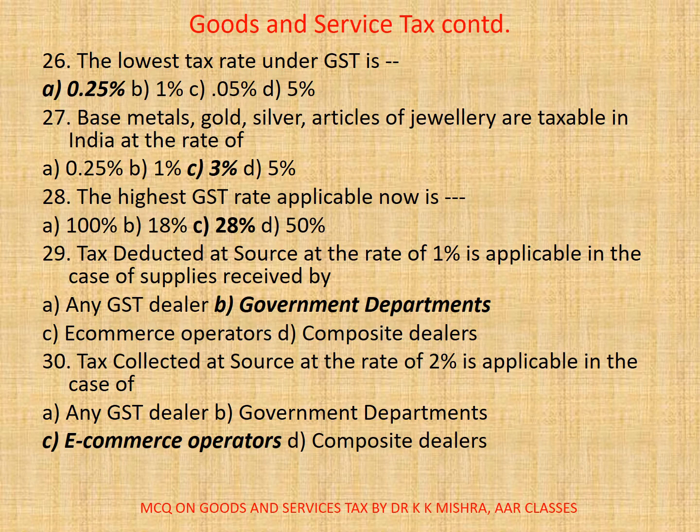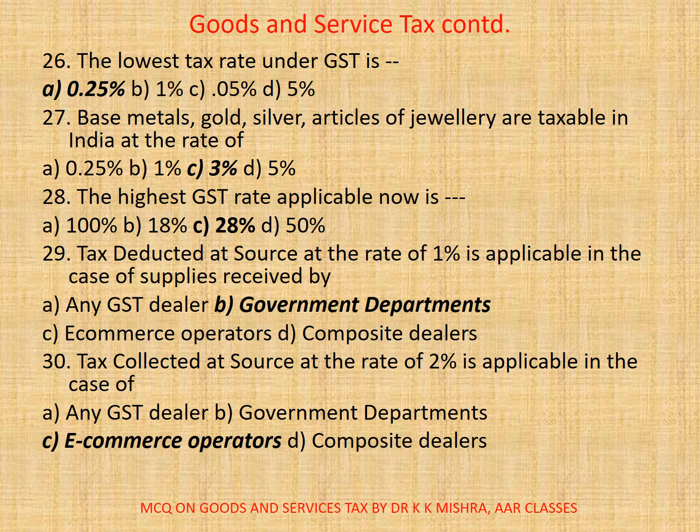29. Tax deducted at source at the rate of 1% is applicable in the case of supplies received by: A. Any GST dealer, B. Government departments, C. E-commerce operators, D. Composite dealers. The correct option is B, government departments.